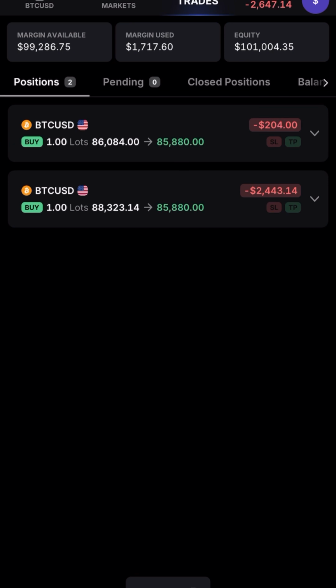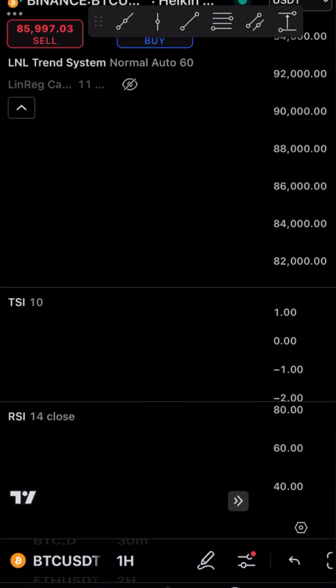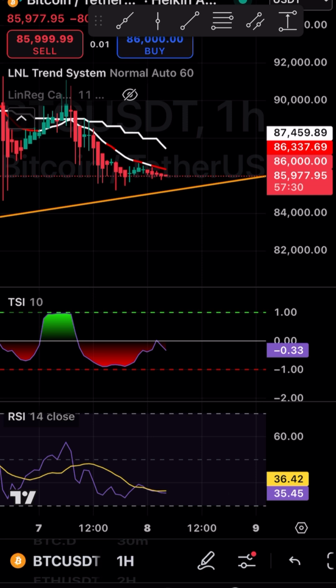So my entry point's 86,084 here. So basically, if it goes to 86,184, I'll basically make $100. So that's to give you an idea. It moves very fast when you're doing it at $1, but if you really know how to enter the market with $1 lot size, you can actually make a lot.